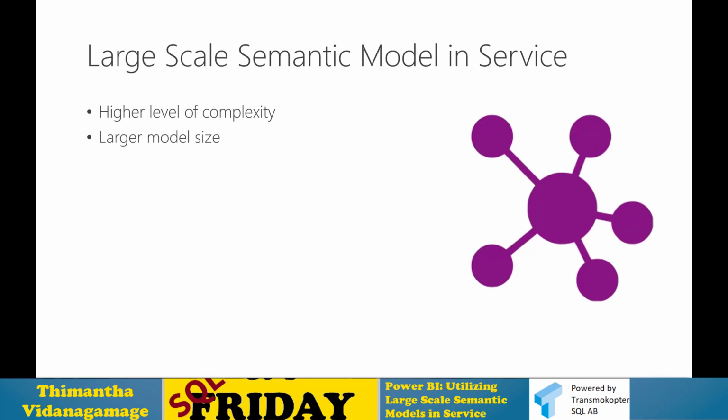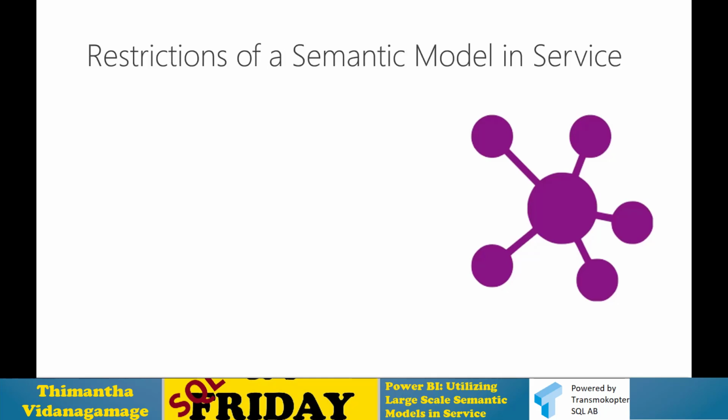So in this session, what we'll be looking at is how we can utilize these large-scale semantic models that you have in Power BI service. But before we move into that step, it's important for us to keep in mind the restrictions of a semantic model in Power BI service as well. So just to keep in mind, there are two types of licensing that are commonly used in Power BI. These are the shared capacity licensing, which is the Power BI Pro license, and the dedicated capacity licensing, which is the Power BI Premium license.